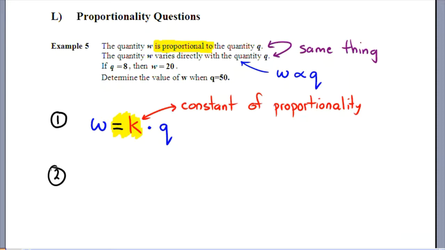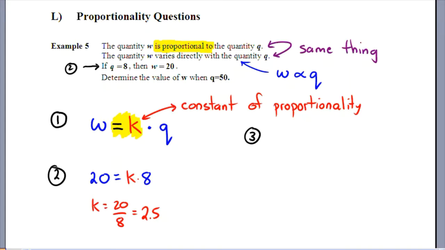So step 2, here's where I'm going to do step 2. They'll let you know that Q actually is 8 when W is equal to 20. Okay, fantastic. So I'll just substitute those in. W is equal to 20. That's equal to some constant of proportionality multiplied by this Q value of 8. Fantastic. It looks like this constant of proportionality is going to be 20 eighths. Okay, or if you wish, 2.5. All right, now we get to use that over and over.